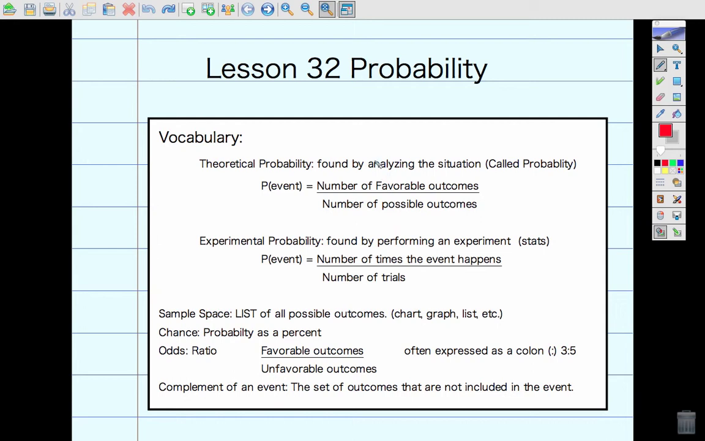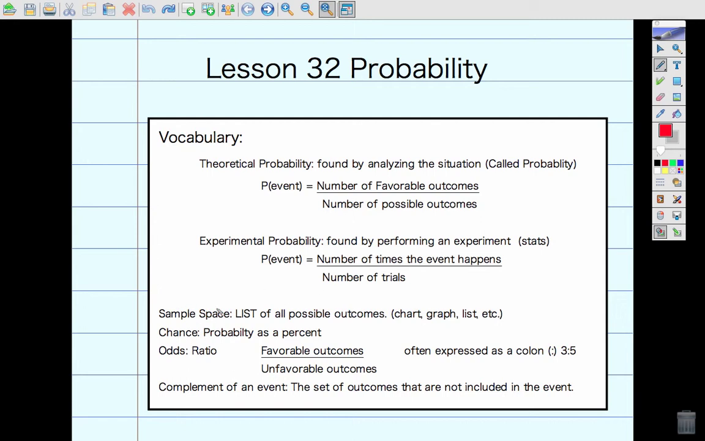The other type of probability is experimental probability, and it's found by performing an experiment. We often call that statistics. So the probability of an event in experimental probability is the number of times the event happens divided by the number of trials that were run.